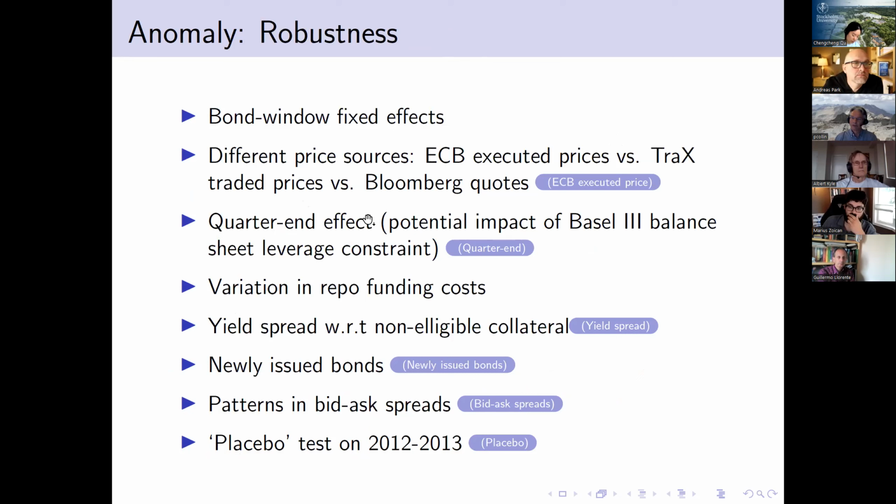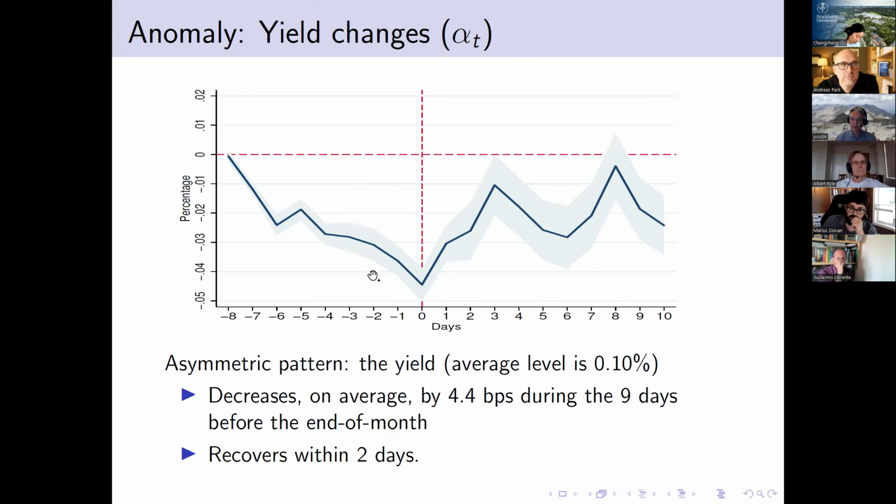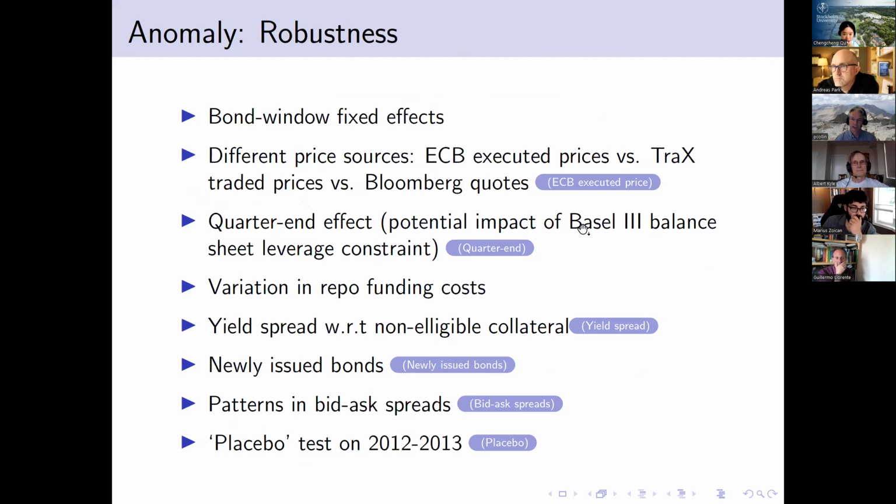Okay. Now, how robust is this? We add bond and window fixed effects, and we do lots and lots of robustness checks. I'm not going to take you through all of them. This data here was essentially the effect on prices we get from Bloomberg. We check whether this effect holds if we use different data sources. So we look at the actual executed quotes from the central bank, the actual trades that they do, and we see that the picture is actually more dramatic.